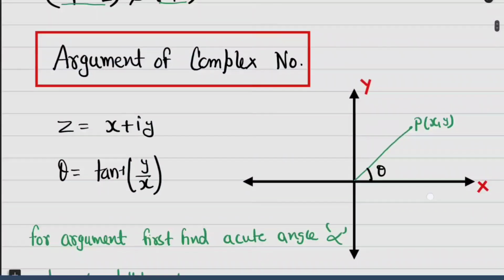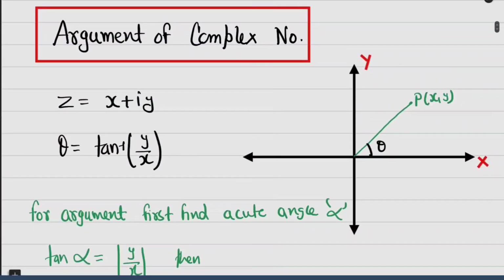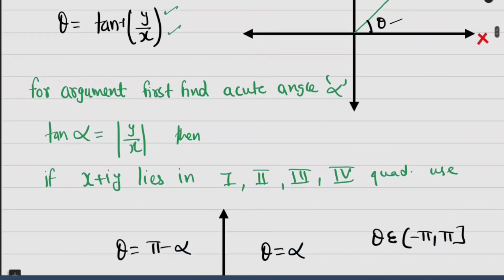So, moving further. Next one is the argument of a complex number. You already know that the argument is nothing but the angle made by the complex number with the positive direction of the x-axis, that is theta. So theta is given by tan inverse y upon x. So how can we find the argument easily? There is a concept. Let us say I define an acute angle alpha, and tan alpha is given by modulus of y over x. Because alpha is an acute angle, I take the modulus.